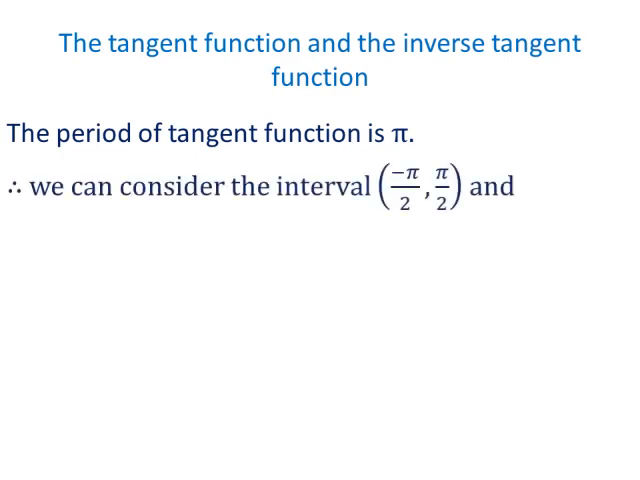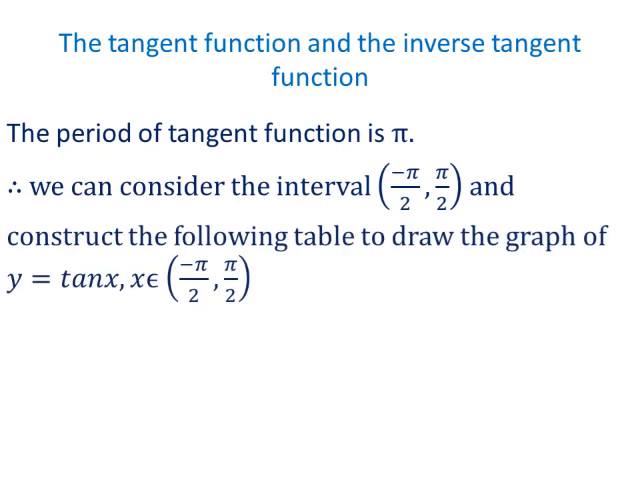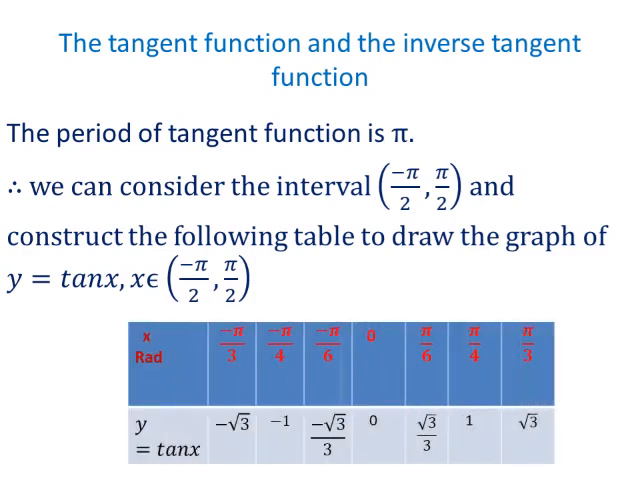Therefore, we can consider the interval minus pi by 2, pi by 2 and construct the following table to draw the graph of y equal to tan x where x belongs to the open interval minus pi by 2, pi by 2. So what we are going to do now is, in between minus pi by 2 and pi by 2, we have to take some values and we have to find the corresponding value of y. So first you take x as minus 60.